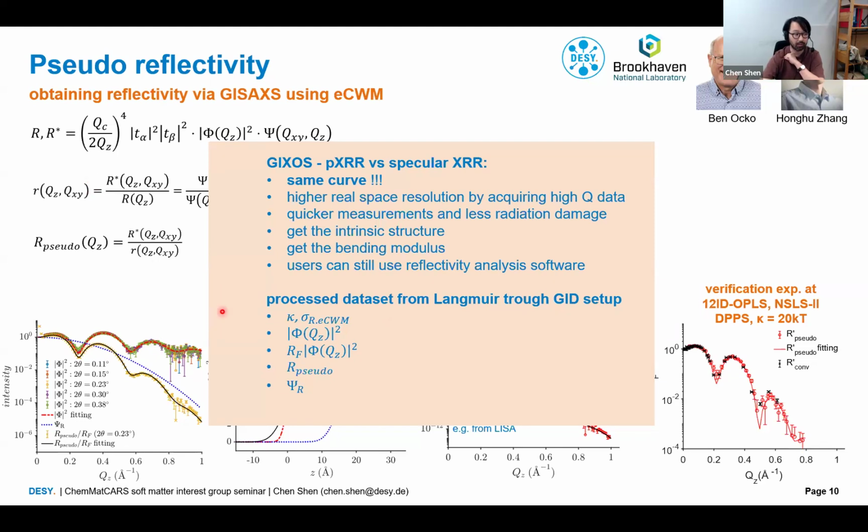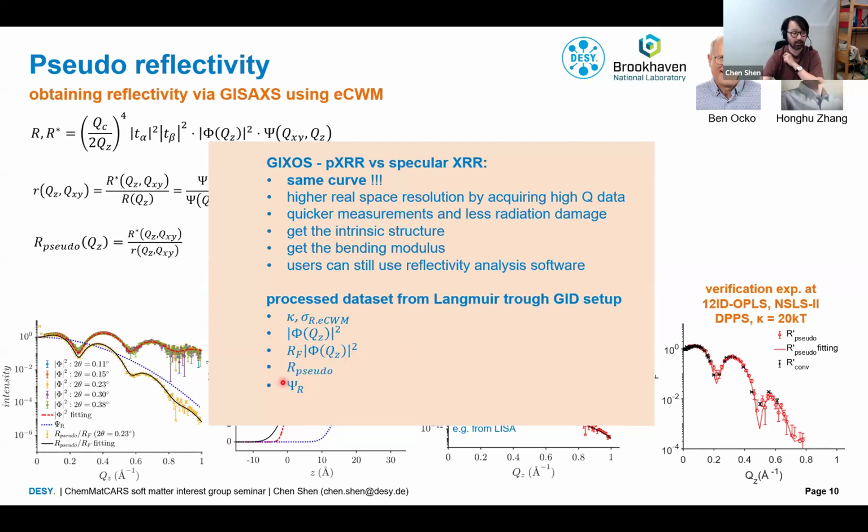So we have a data pipeline that provides them the fitting of the bending modulus. So they get a bending modulus, and also the value of the thermal roughness, and also the intrinsic structure factor. And in addition, what they get is the intrinsic structure factor times RF, such that they can use the reflectivity software to fit that data.